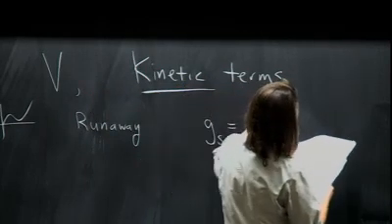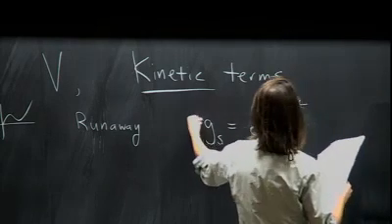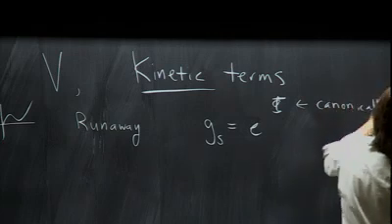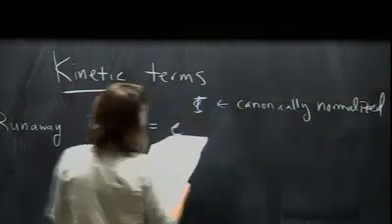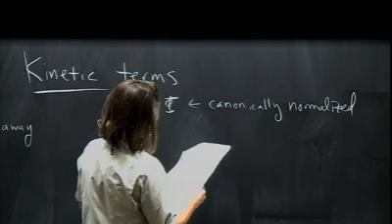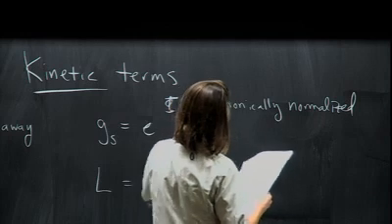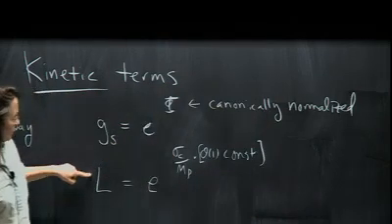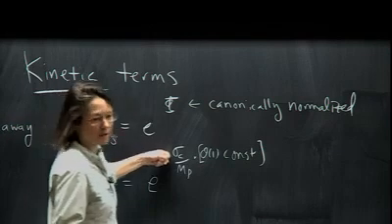Just for the record, the canonically normalized field is exponentially related, in the case of the dilaton, to the string coupling. So this is the canonically normalized field. And a similar thing is true for the overall size of the space. So up to some order 1 constant, the canonically normalized scalar field associated with the size of the extra dimensions is this guy, sigma, in the exponent.